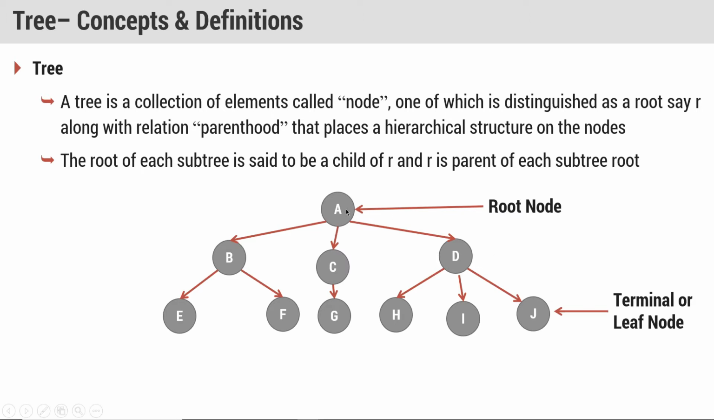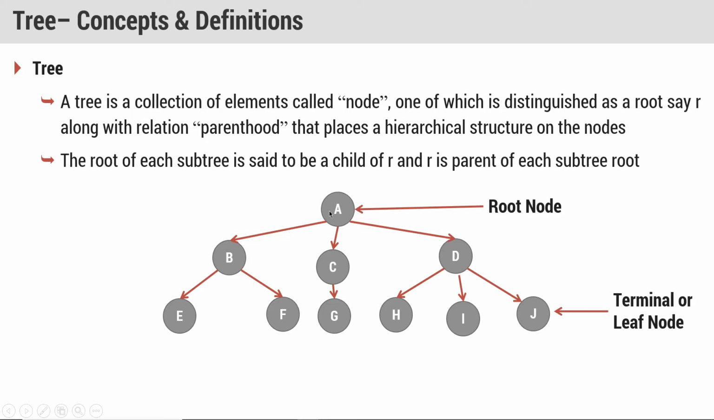In this tree, A is the root node, or you can say the parent node, and E, F, G, H, I, J are called terminal nodes or leaf nodes because they have no successor node. The root of each subtree is said to be a child of R. This is one subtree, this is another subtree, and this is another subtree. So the root of each subtree is said to be a child of R.